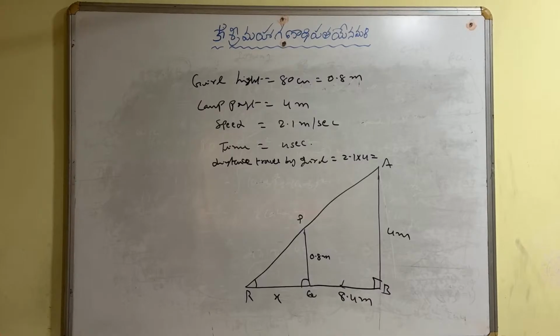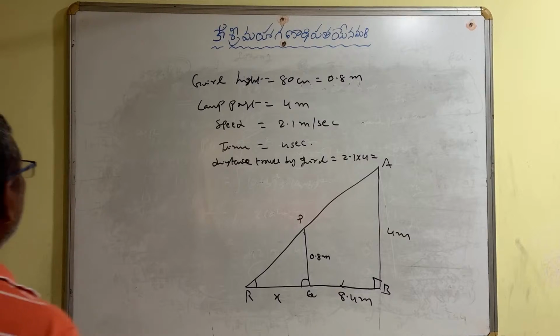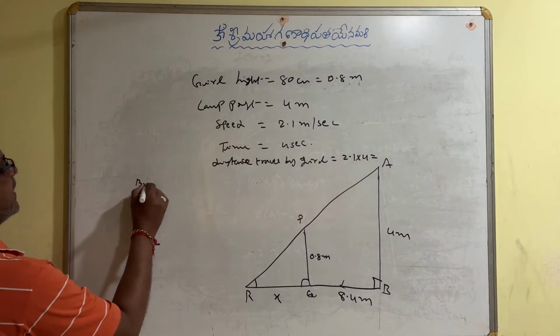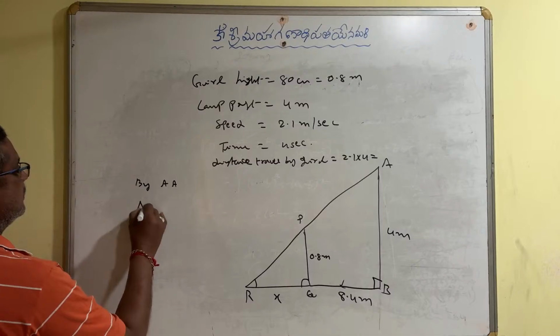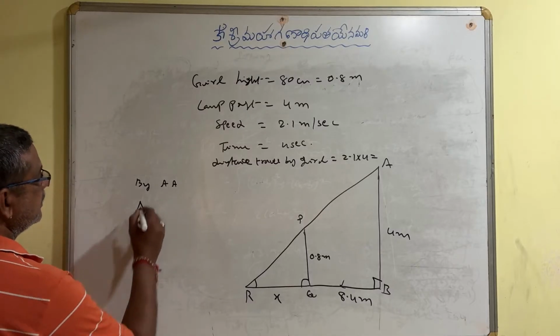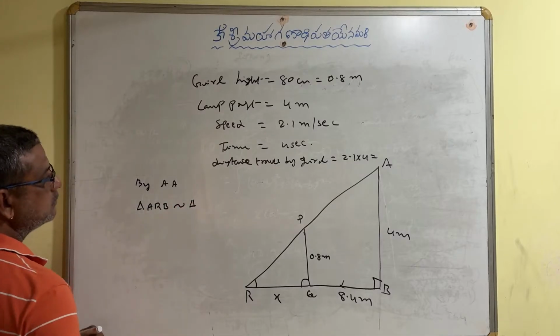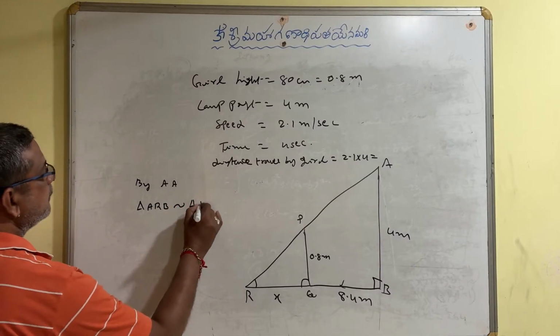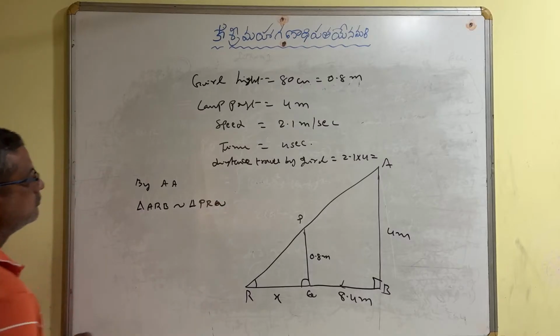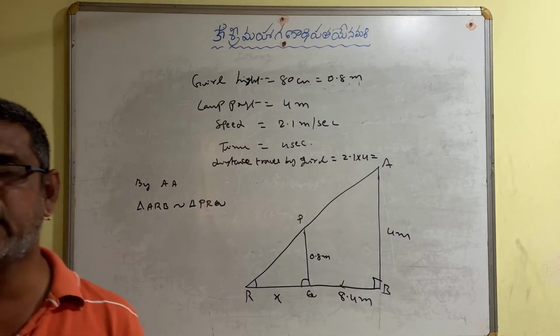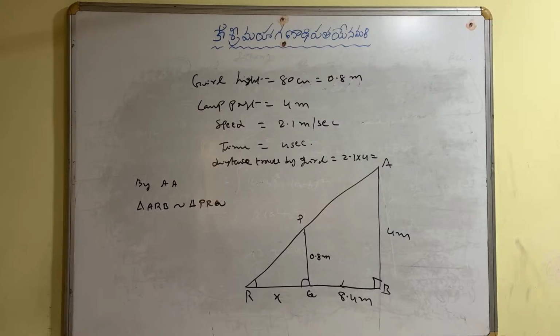Angle Q is 90, angle B is 90. So, by AA similarity, triangle ARB is similar to triangle PRQ. Now write the ratios.